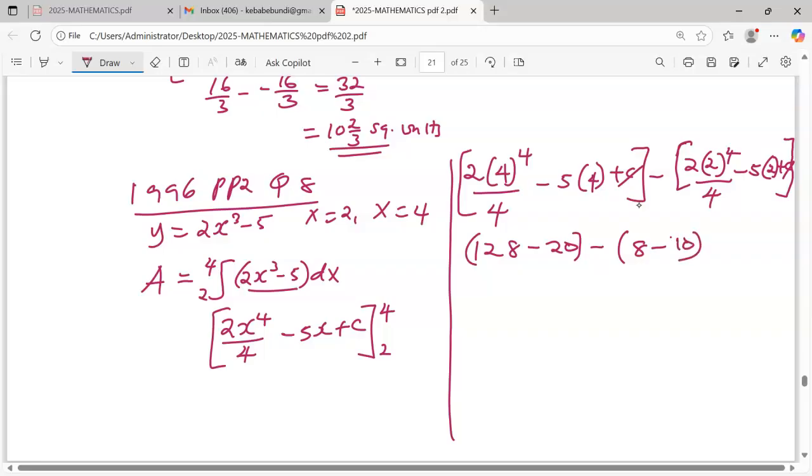That means 128 minus 20 will give us 108, minus 2. Remember, minus will give us a plus, and therefore this one is going to give us 110 square units as the answer to this particular question.